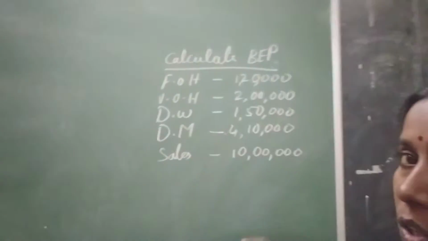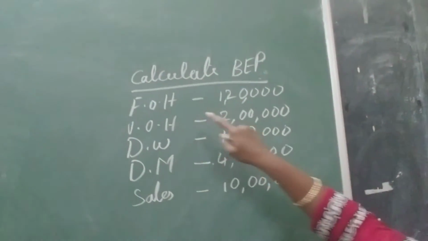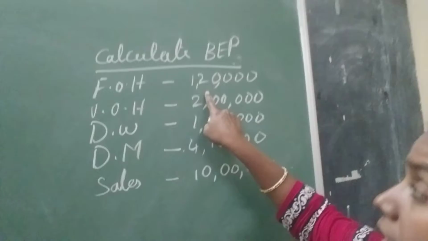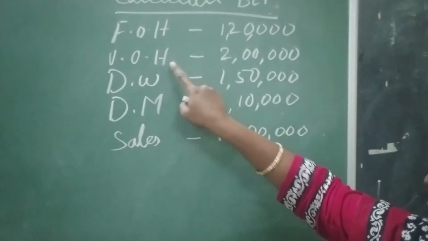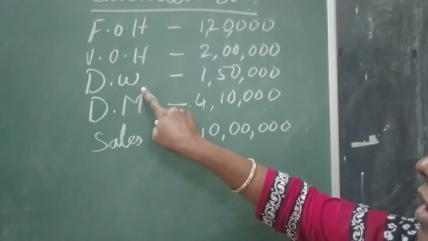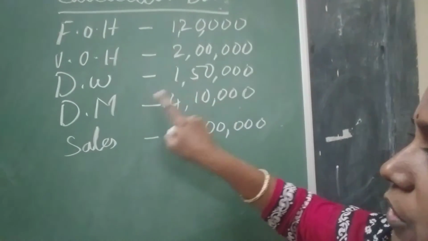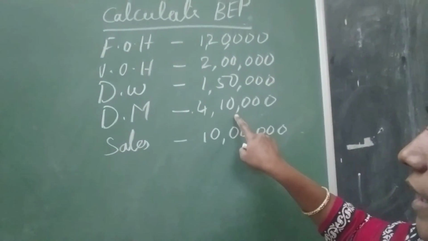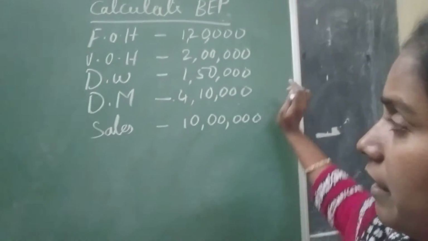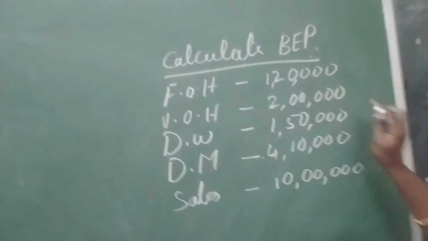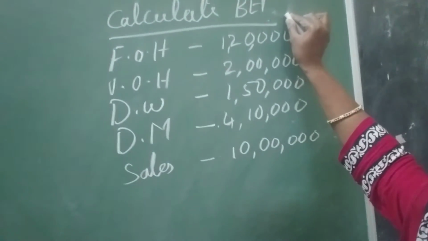What is the question? You are able to see the question. Total fixed cost is 1,20,000, total variable cost is 2 lakhs, direct wages is given as 1,50,000 and direct material is given as 4,10,000, sales is 10 lakhs. So what did he tell us to calculate? He told us to calculate break even point.